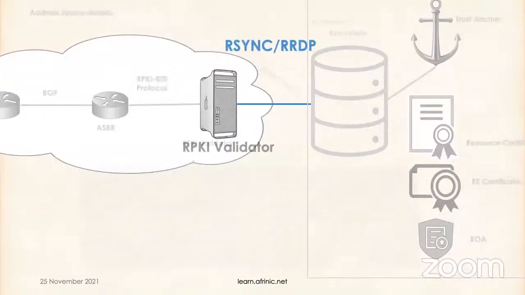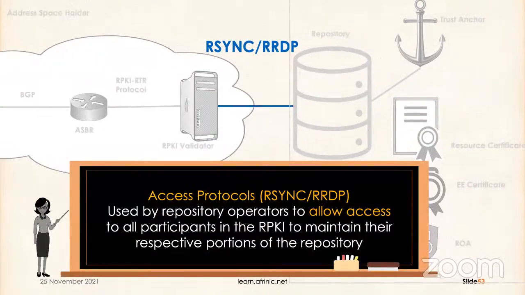So, of course, you need to access the repository with some sort of protocol. The protocol that will allow uploading, downloading, changing, or deleting. So you have rsync, which is kind of getting deprecated, and then you have the RPKI Repository Delta Protocol, which is RRDP, which is used for fetching or pushing data to the repository.